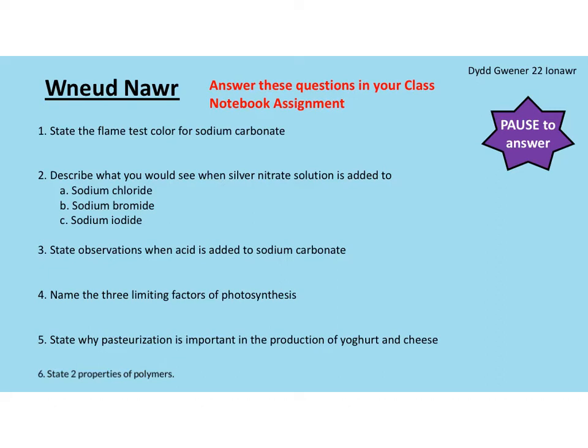Number 4, name the 3 limiting factors of photosynthesis. And number 5, state why pasteurization is important in the production of yogurt and cheese. And then finally number 6, state 2 properties of polymers. So I want you to pause the video here, go answer these 6 questions, and then come back and we'll go through the answers.